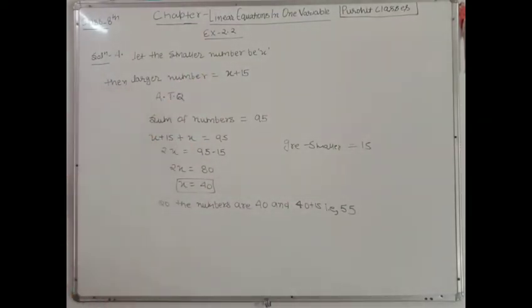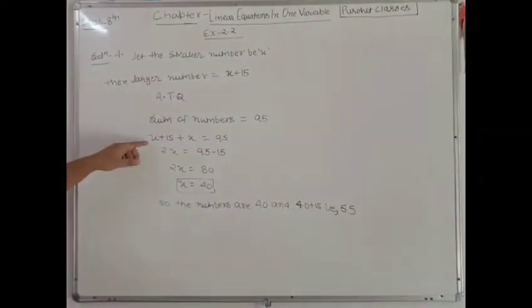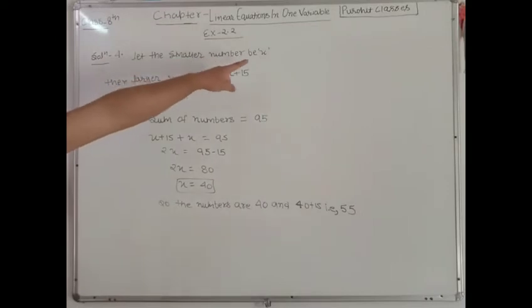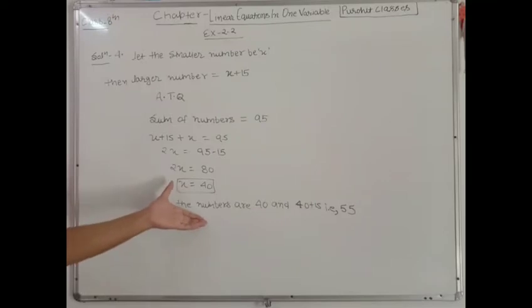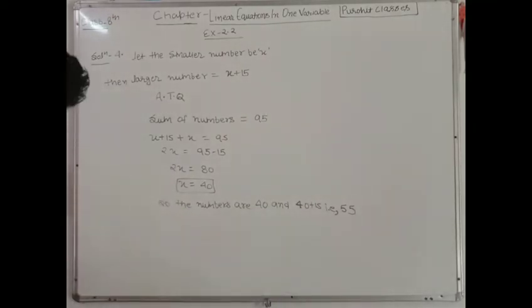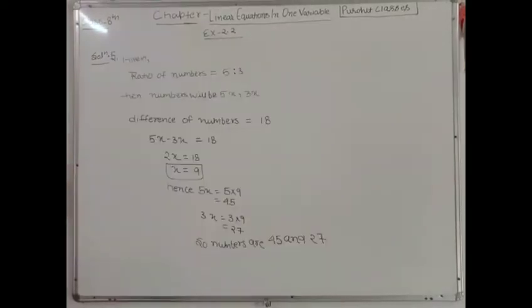Then according to the question, the sum of numbers is given as 95. According to us, the sum of the numbers will be the smaller number x plus the greater x plus 15, and after solving we will find the value of the numbers, and they are 40 and 55. Understood? Okay, pause the video and note it down. So let's see question number 5. It says two numbers are in the ratio 5:3, and if they differ by 18, we have to find out the numbers.